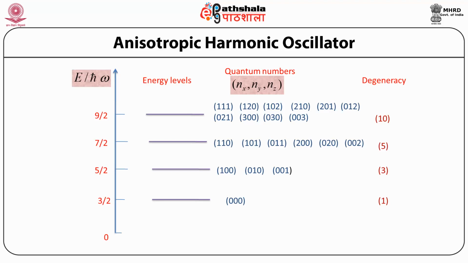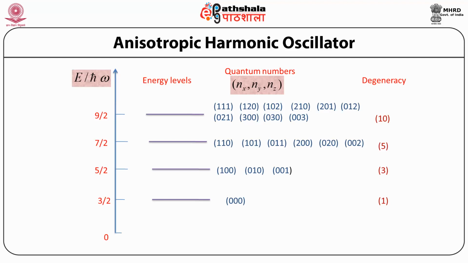Similarly, for the second excited state, the energy is 7 by 2 h bar omega, or in the scale of h bar omega, it is 7 by 2 only. And the set of quantum numbers nx, ny, nz which gives this value of energy are 110, 101, 011, 200, 020, and 002. That means there are 6 quantum states which give the same energy 7 by 2 h bar omega. So the degeneracy is 6.